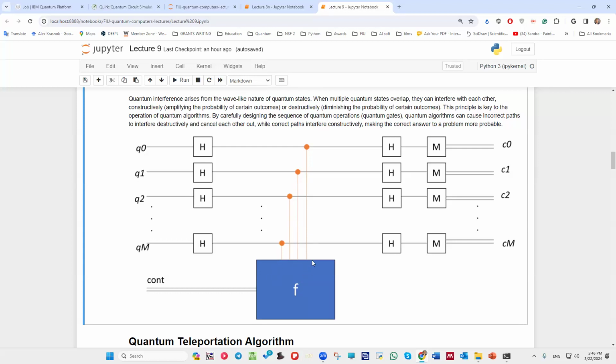And this function is realized in a way that it controls the phases of every single qubit in this array. So this function changes the states of all these qubits after the Hadamard gate. So it adds some phase. And then we close this array with the second Hadamard gate layer, which leads to constructive and destructive superposition.